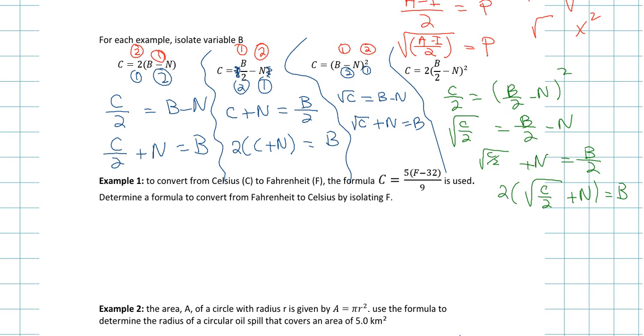What's the first thing you want to get rid of? The division by 9. Because that division is all over the equation, right? You want to get rid of it first. So to get rid of the division, it becomes a multiplication. So it's going to be 9c equals to 5f minus 32. Are we okay with that so far? What's next?